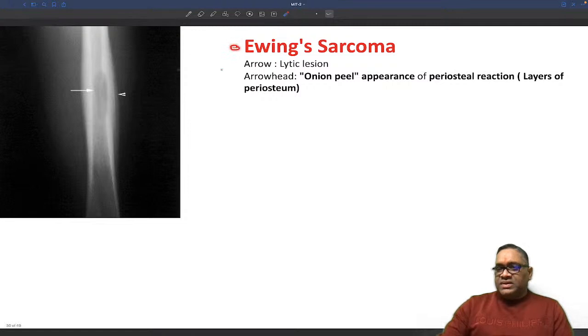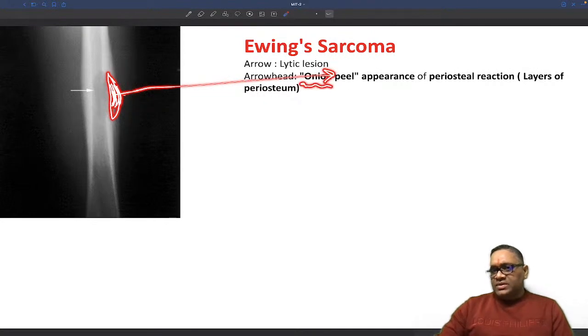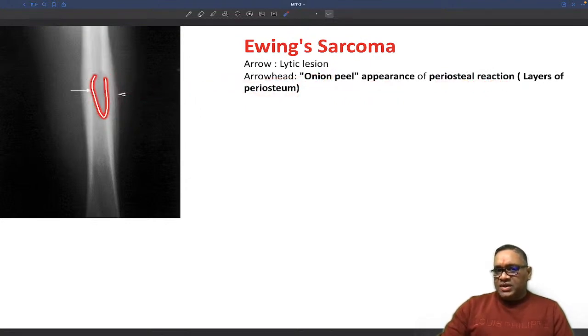Right, so now you can see in Ewing sarcoma, this arrow is a lytic lesion, right? And this arrowhead is showing you the periosteal reaction. So this is called onion peel appearance. Layers of the bone are accumulated here. Onion peel appearance is a periosteal reaction. Layers of the periosteum are formed and there is a lytic lesion in this bone. So that is the radiological finding.